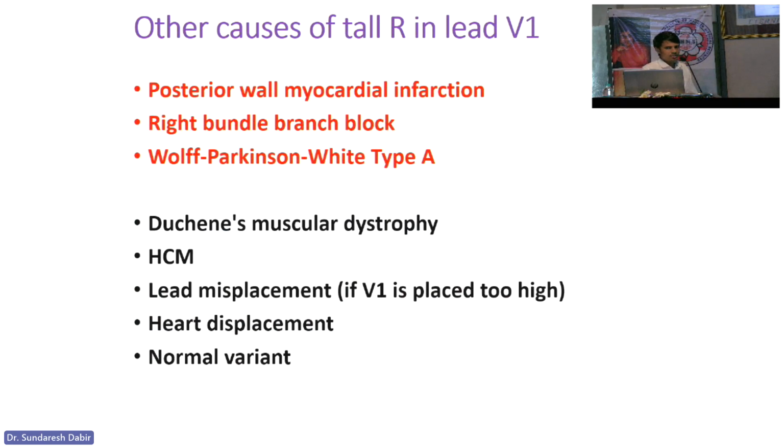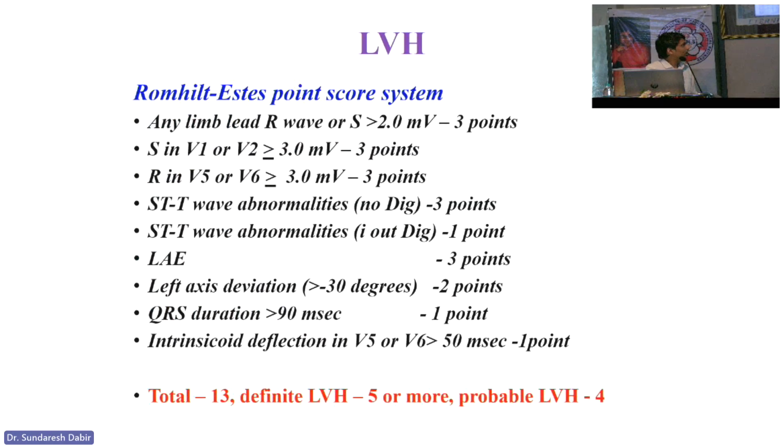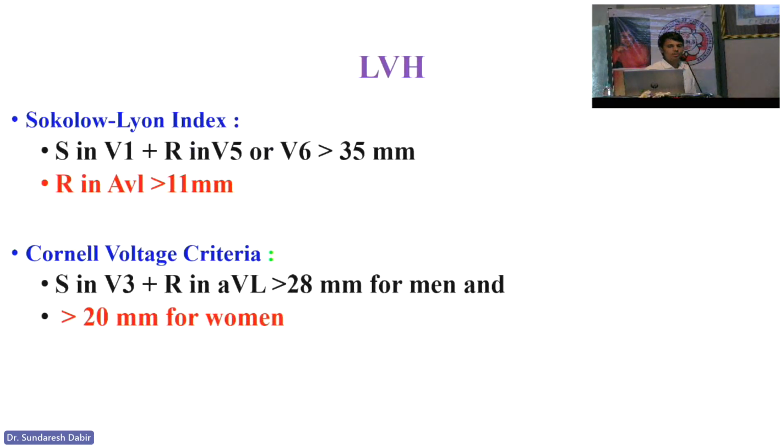So next is LVH, and the most important criteria is the Sokolow-Lyon criteria, in which S in V1 plus R in V5 or V6 is more than 35 mm, suggestive of LVH, and R in AVL is more than 11 mm. And the Cornell voltage criteria is also used: S in V3 plus R in AVL more than 28 mm in men, and more than 20 mm in women, is suggestive of LVH.